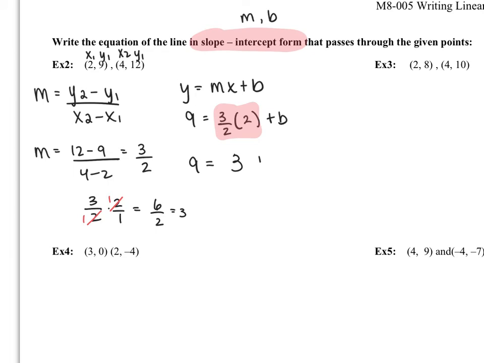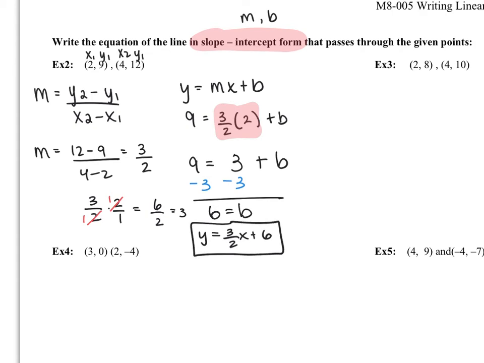So my equation would become 9 equals 3 plus b, and then to get 3 away from the b, I would subtract 3 from both sides, getting 6 equals b. Don't forget to complete your equation when you're done. y equals 3 over 2x plus 6.